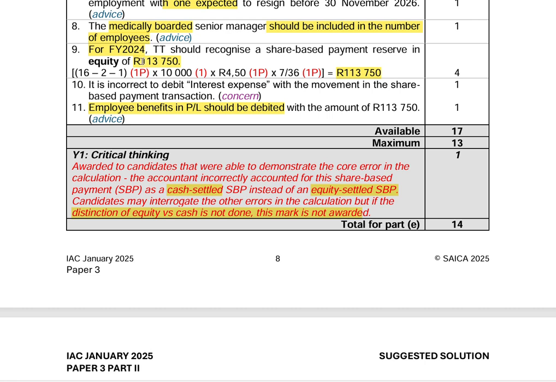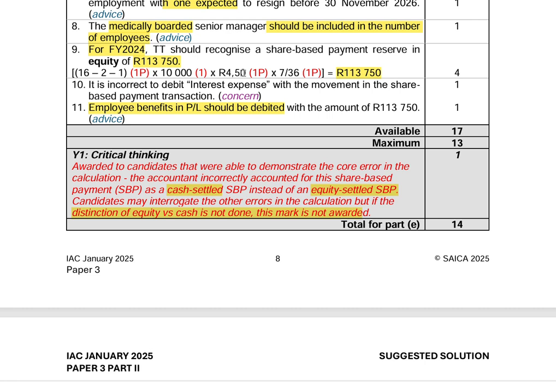Now, how then should we have calculated this equity reserve? It should have been 16, minus 2 for the ones already resigned, minus 1 expected to resign. Then we multiply by the 10 shares that each senior manager will receive, times 4.50, which is the price at grant date, taking into account only the market performance condition.